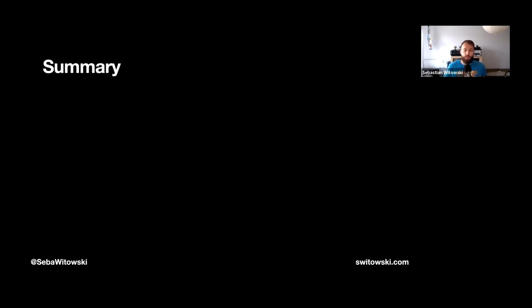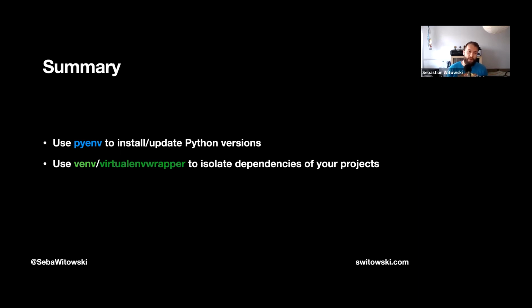And that brings us to the end of my presentation. So let's quickly summarize what we just saw. First, use pyenv to install new Python versions. Once you set it up, it's really easy to install new Python versions and switch between them. Then use virtual environments when you work on different projects and you want to isolate their dependencies. Always make sure to create a separate virtual environment for each of your projects.